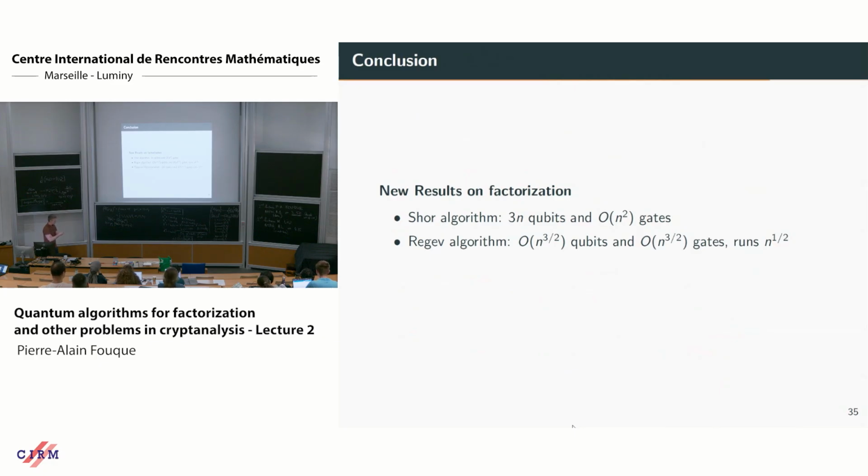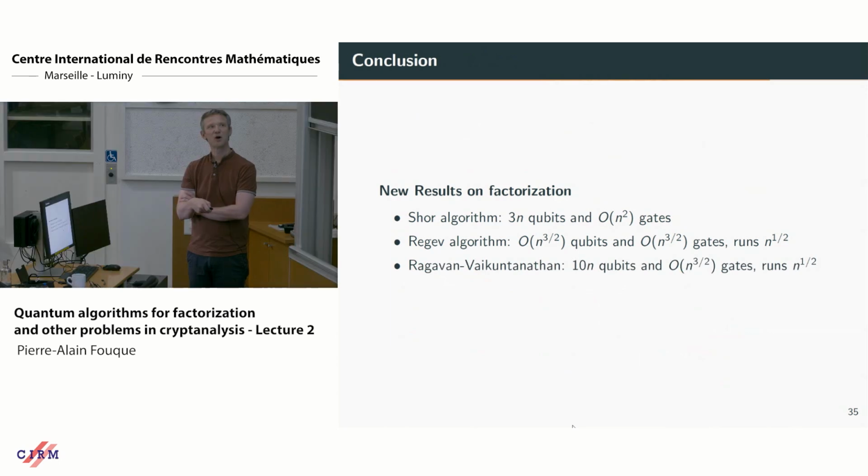Okay, and one year later, in 2024, Ragavan and Vaikuntanathan show that you can improve the number of qubits, not exactly as small as for Shor's algorithm, but more than 3 times larger. So the number of gates is about the same. The constant is a little bit larger, but not too much. Here the constant is 3, I think, while here it's 50.